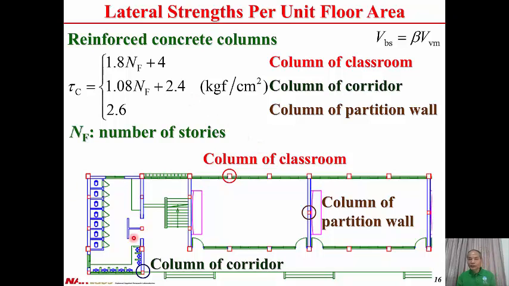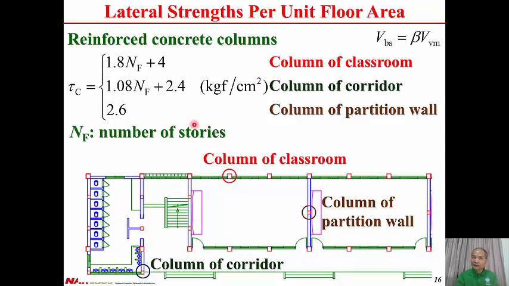And this is the plan view of a classroom. This is the front side of the classroom. This is the rear side of the classroom. The columns at the front side and the rear side of the classroom are considered as columns of classroom. And to the exterior of the corridor, there may be some columns here. They are called columns of corridor. And inside the partition wall, a column may be embedded, and it is called column of partition wall.